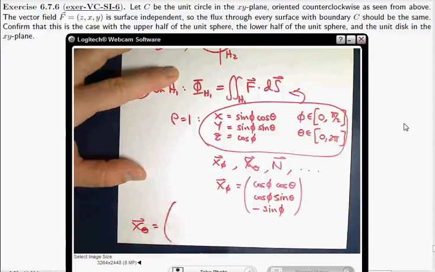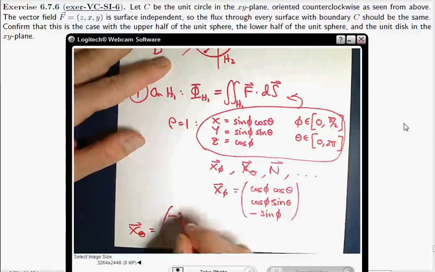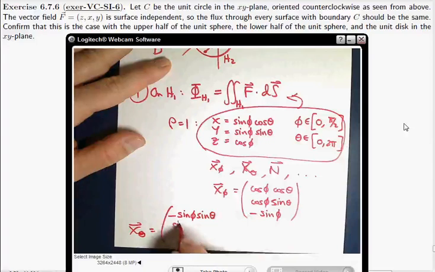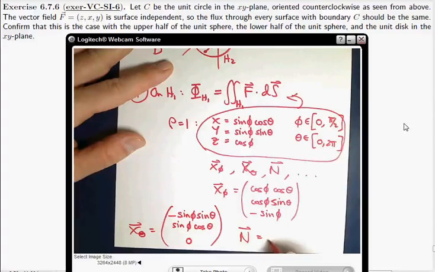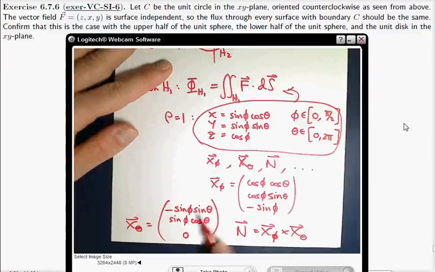X theta. Okay, well, I need to take the partials with respect to theta. So negative sine phi sine theta, sine phi cosine theta, and the theta partial of this is 0, of course. So I've got these. N is just the cross product. Let's say x phi cross x theta. Right? So take these two vectors, cross them. That gives your N.